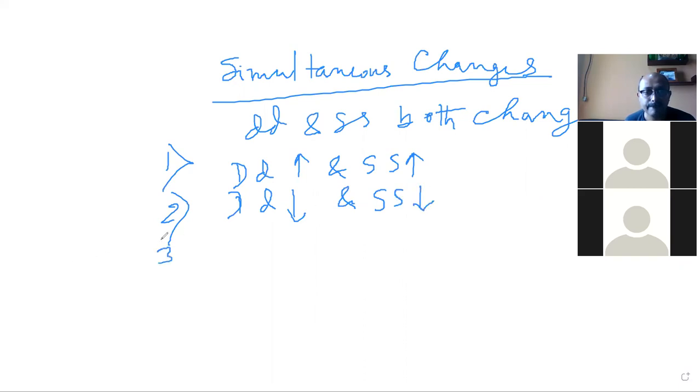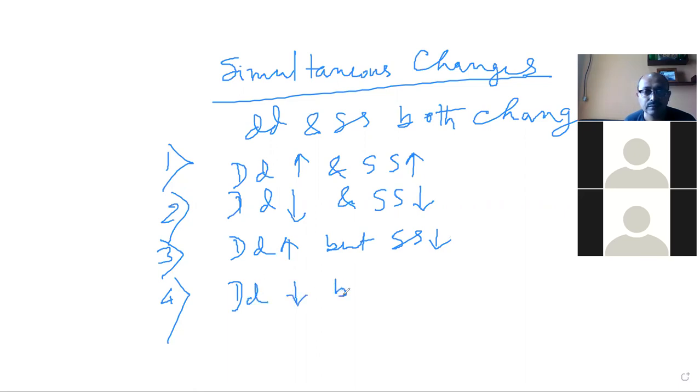Number three, demand increases but supply decreases. And number four, demand decreases but supply increases. So we have to now discuss these four options.